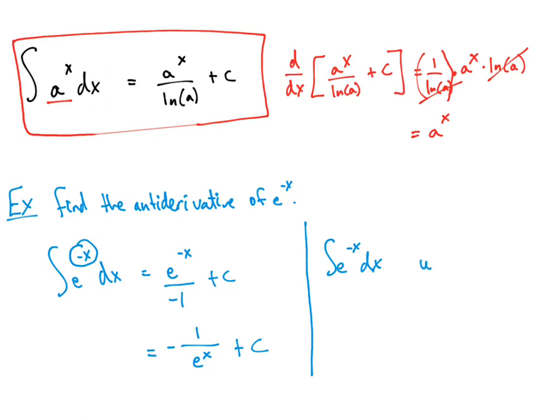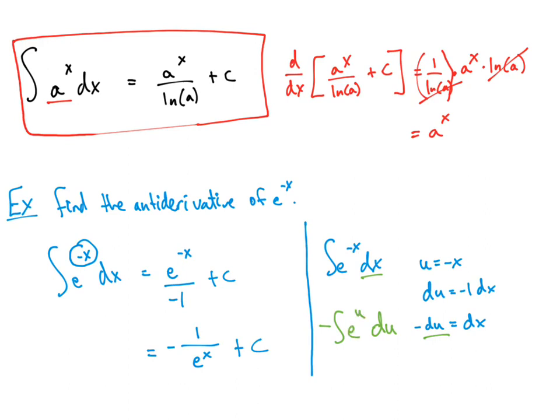If we let u equal negative x, then du will be negative 1 dx. So if I divide by negative 1, this will be negative du is equal to dx. So we're going to replace dx with negative du, and we're going to have that negative out front in the integral, and then this will be e to the u here.